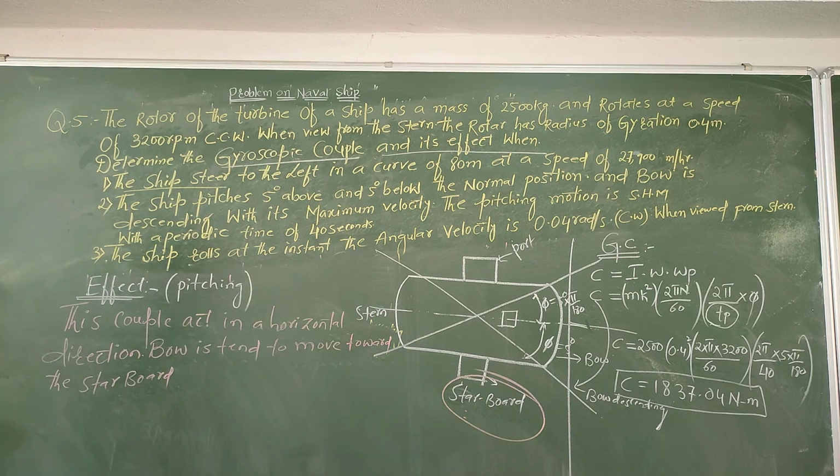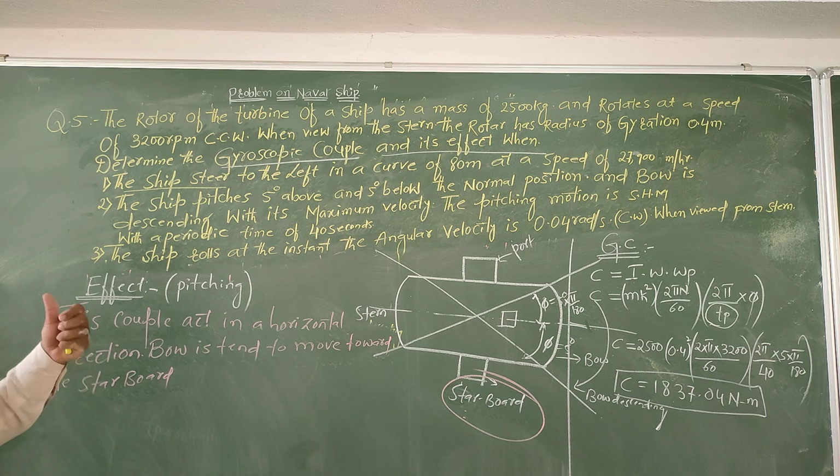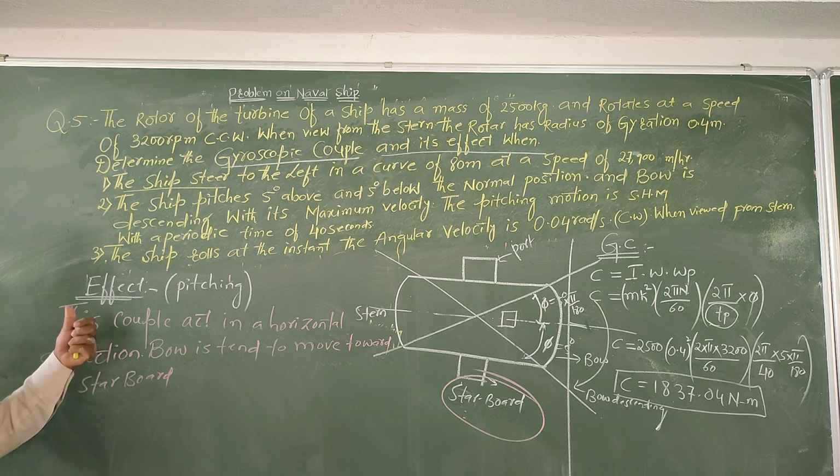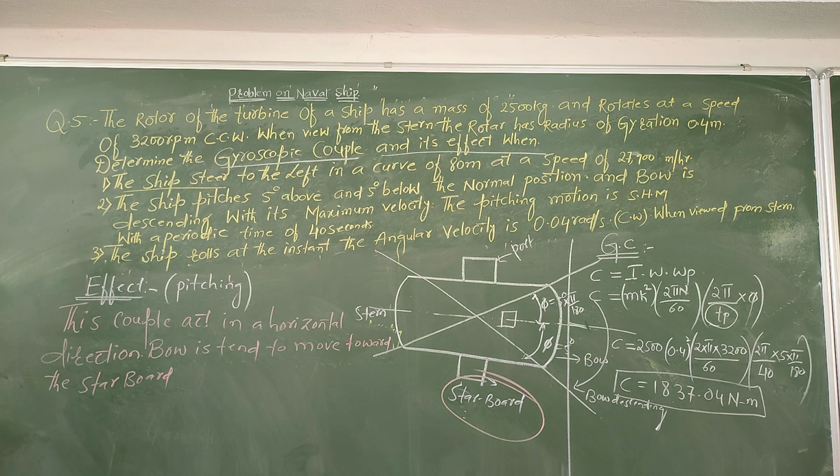And the third one, we are going to learn what will be the effect on the ship if the ship is rolled, and what is the gyroscopic couple of a ship. We can easily find out with the help of the third one. Okay, I will rub this one. Please take this snapshot.